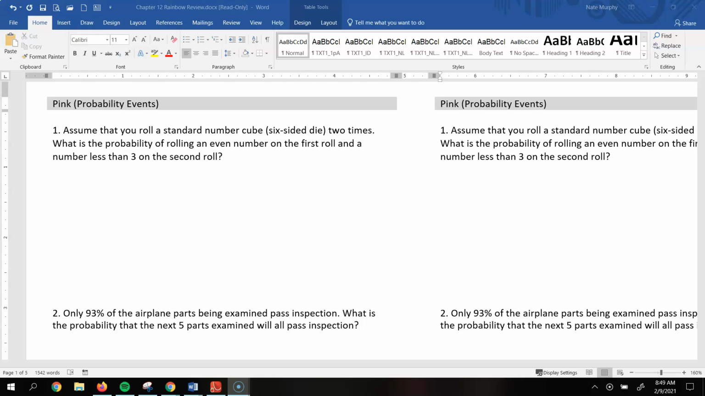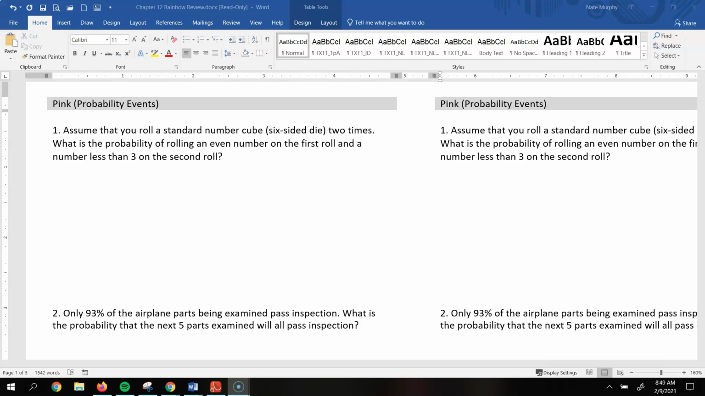Alright, let's go ahead and start with the pink section. So again, you do not have to watch this video in its entirety. If you have just certain questions from certain colors of the review, please make sure that you reference that index that you'll see on the Schoology page, so that way you can access those specific numbers without having to sit and listen to this entire video. But if that's what you choose to do, so be it.